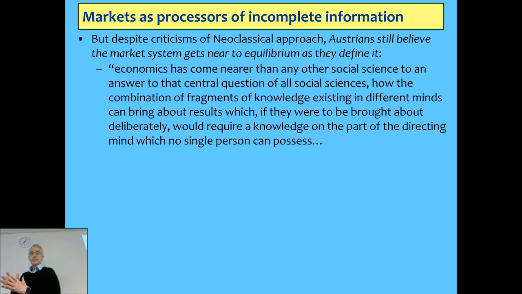Now, having said that he's critiquing equilibrium, he still tends to think we're fairly close to it. So if you imagine the neoclassicals talking about everything happening where supply and demand intersect, what Hayek is saying is that we're always roughly in that vicinity, but not quite on it. And therefore, there's a gap between where we are and the equilibrium, which people can exploit for making a profit.